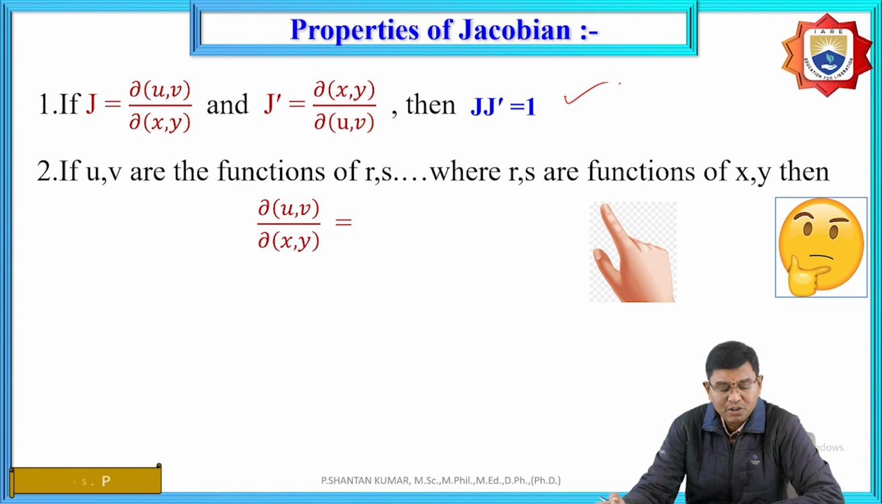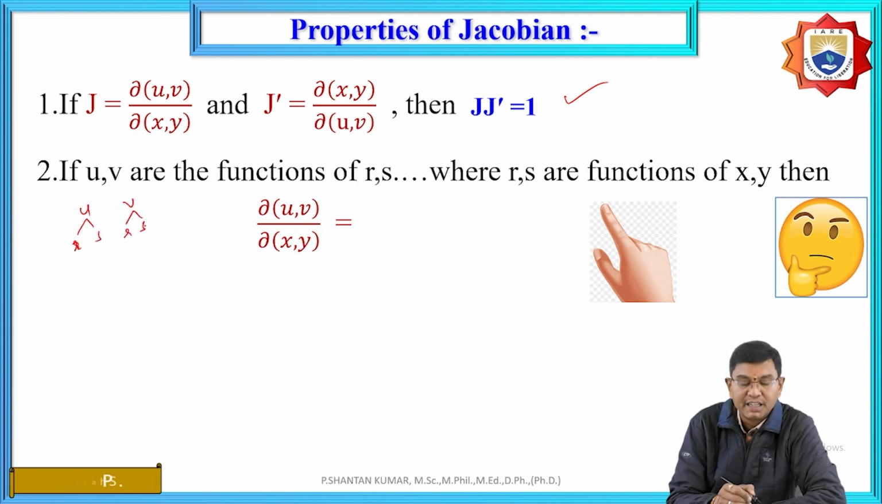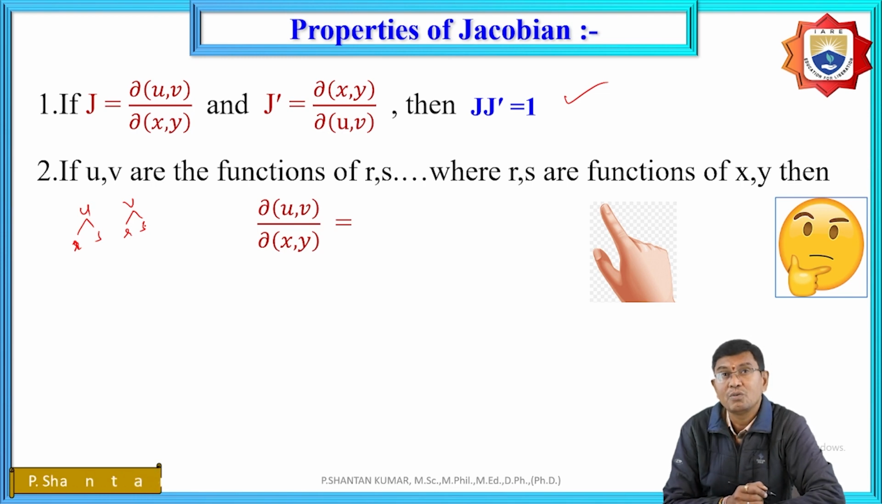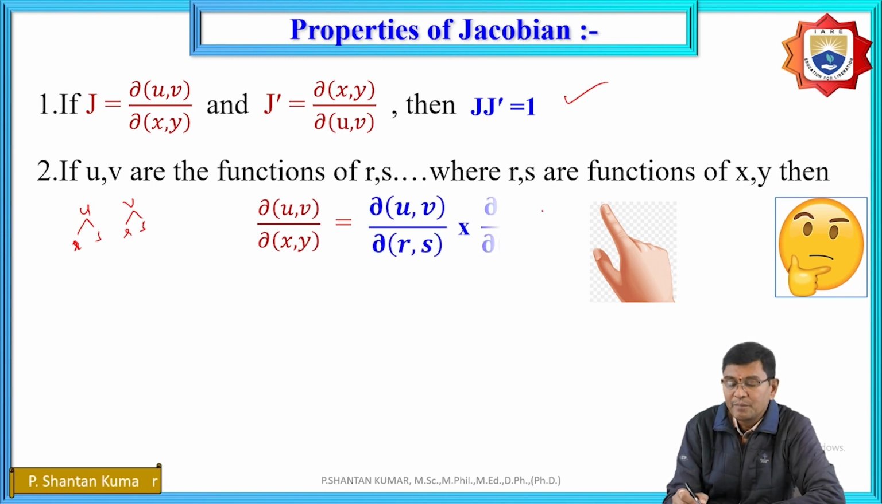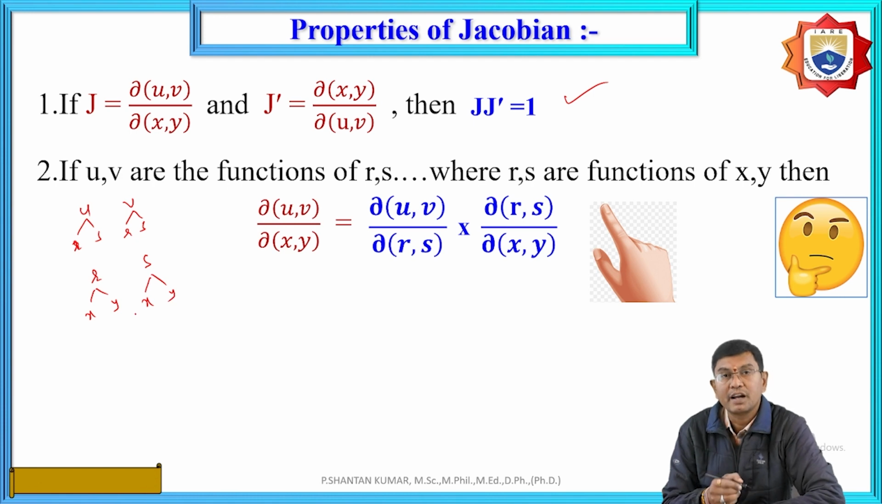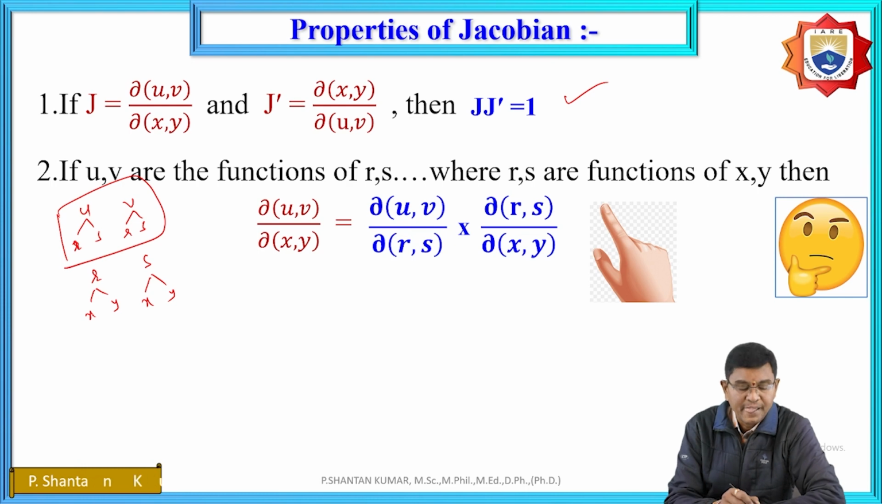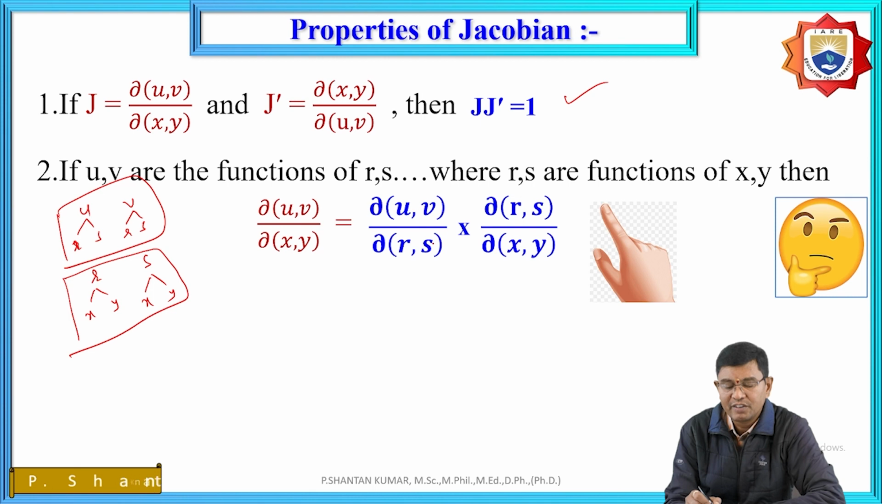And similarly, if u, v are functions of r, s, that means u is a function of r, s and v is also a function of r, s, that gives ∂(u,v)/∂(r,s). And again similarly, r, s are also functions of x, y, that is r is a function of x, y and s is also a function of x, y. Based upon these conditions, we have ∂(u,v)/∂(x,y) and also ∂(r,s)/∂(x,y), and this is the condition.